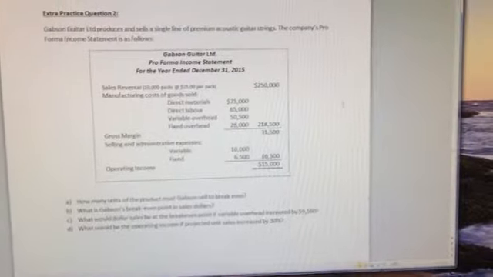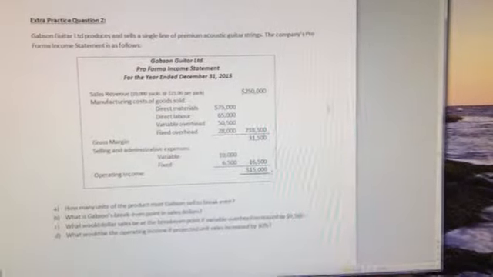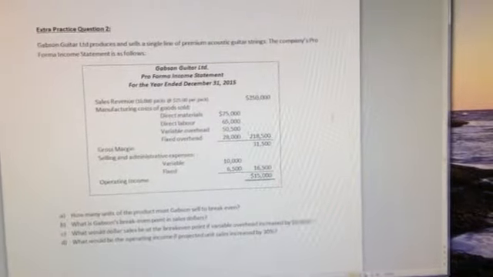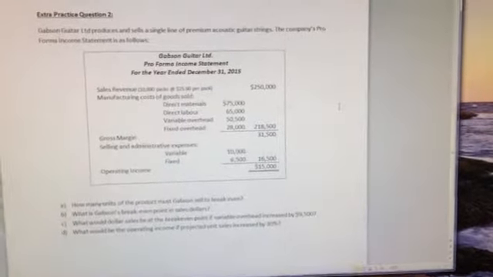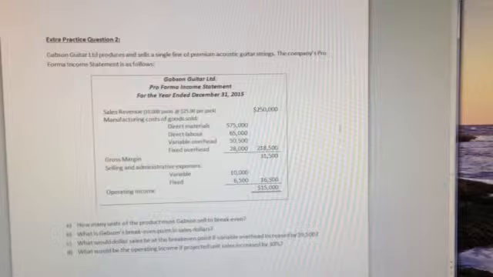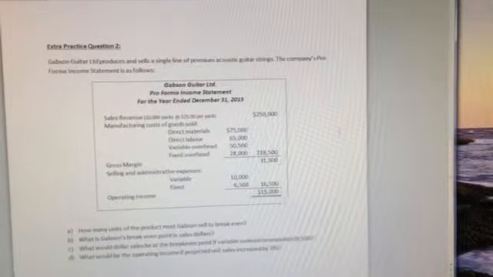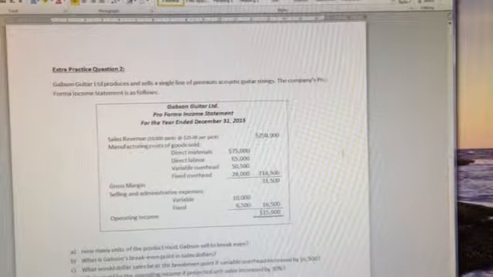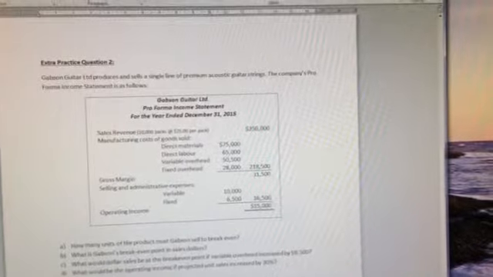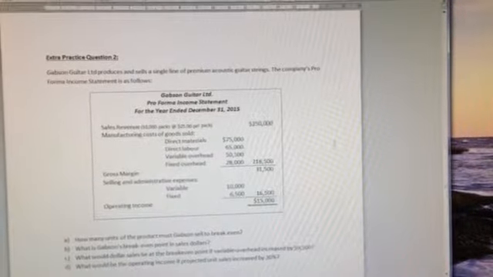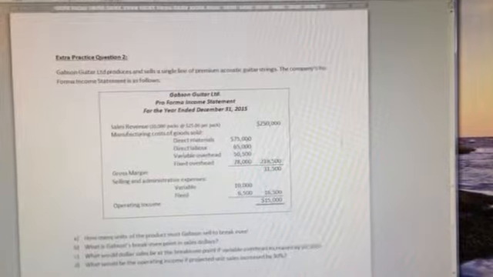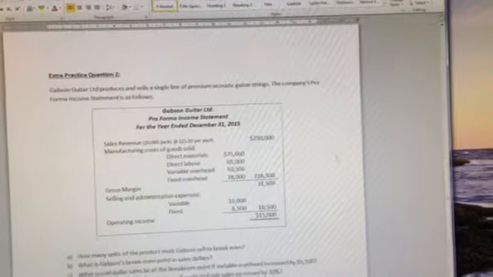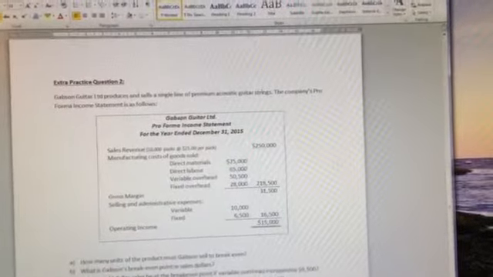So we see that the company has sales revenue of $250,000, made up of 10,000 packs of guitar strings sold at $25 per pack. Manufacturing costs of goods sold are broken up between direct or variable and fixed costs for a total of $218,500. Sales minus manufacturing cost of goods sold equals a gross margin or gross profit of $31,500. Then we have selling and administrative expenses, both variable and fixed. At the bottom, the company is earning an operating income of $15,000.